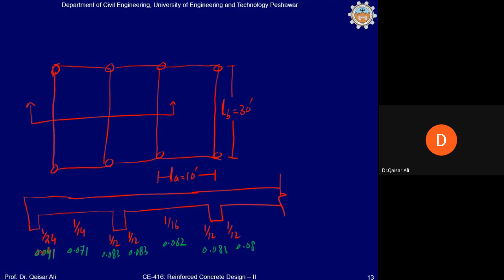If we mark these values on the plan, for example, if we are taking this interior panel, so the negative moment on this support and on this interior support can be calculated from the negative moment coefficient, which is equal to 0.083. इस तरह है कि नहीं?